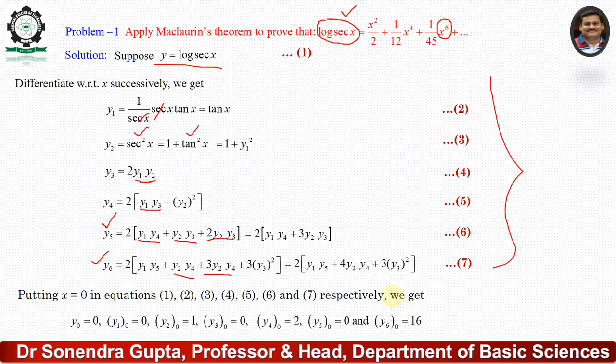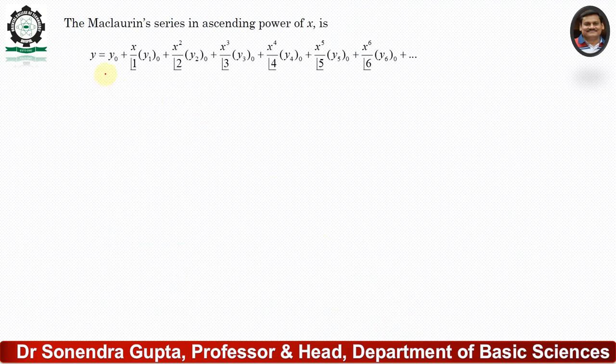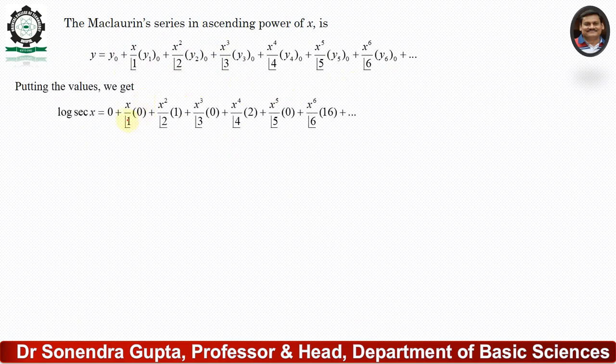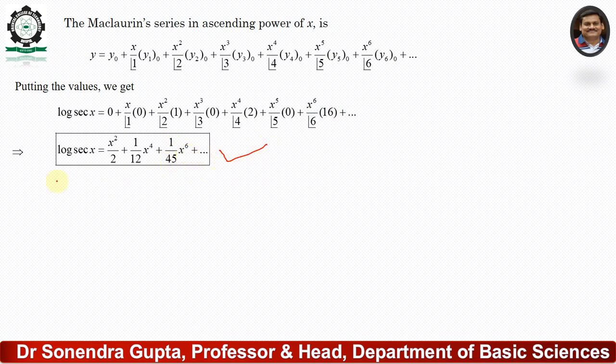Now putting these values in Maclaurin's theorem, which is y equal to y0 plus y1 of 0 x upon factorial 1 plus y2 of 0 x square upon factorial 2 plus y3 of 0 x cube upon factorial 3, and so on. Putting all these values in this equation, we get this much. Now we simplify. 2 is the factor of 4 and 24, cancelled by 2, that means 1 upon 12. Similarly 16 cancelled by 720, then we get 1 upon 45 x to the power 6. This is the required solution and proof of Maclaurin's theorem for the function log sec x.